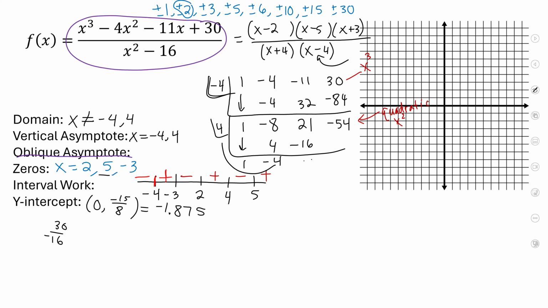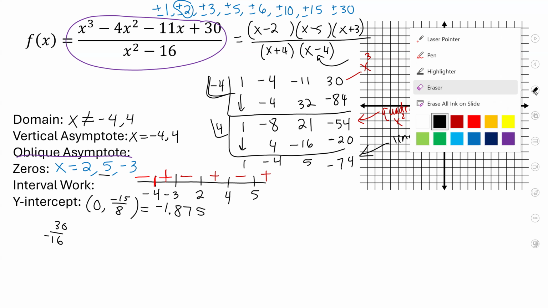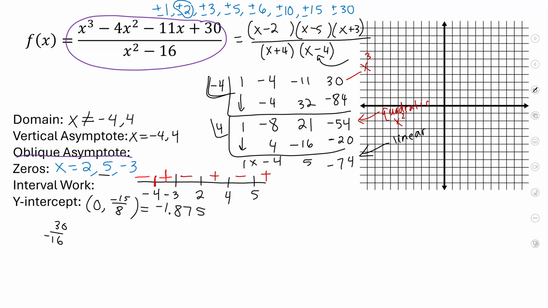-16, this will be 5, multiply, -20, -74. Okay, so guys, what is this answer? We went from cubic, quadratic, what is this one? Linear. So guys, if it's linear, then that means this will be an x - 4. All of this is just extra stuff. So that means my oblique asymptote is at y equals x - 4. So I'm going to go ahead and plot that.